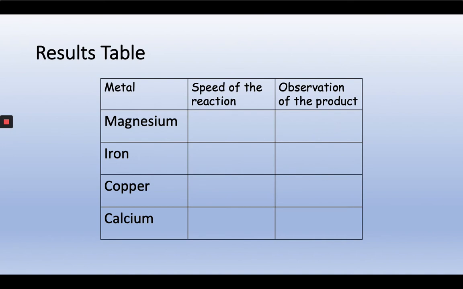Then speed of reaction, so how quickly does the reaction happen with magnesium, iron, copper and calcium? They're all going to react at different speeds and different intensities. You need to write whether they have a fast reaction, a vigorous reaction, more of a slow reaction, depending on which metal you're looking up. Observation of the product, so what does it look like? What would you see? Maybe have a look at some videos or some diagrams, some photos of what you have seen with each of these metals.